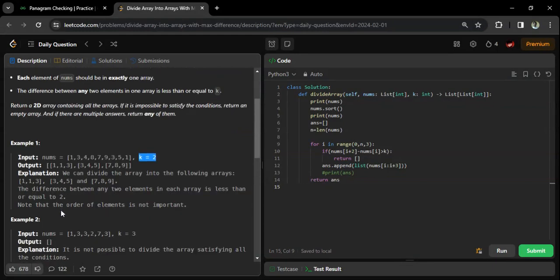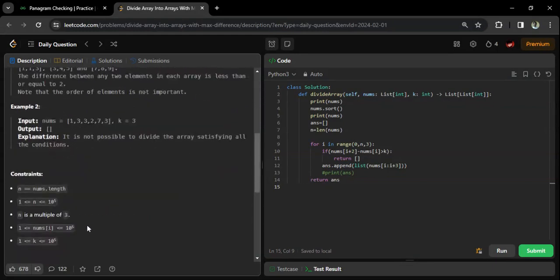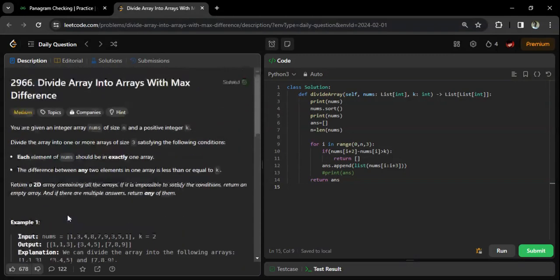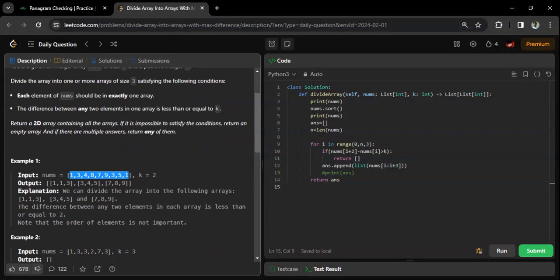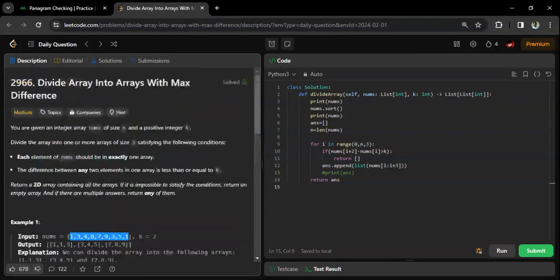Before going on, I would just like to mention one thing. The length of the array is going to be a multiple of 3. What that means, as you can see here, in this case the length of the array is 9, which is a multiple of 3. So just try to understand this fact. These things will help you to understand the question. So the length of the array is going to be a multiple of 3.